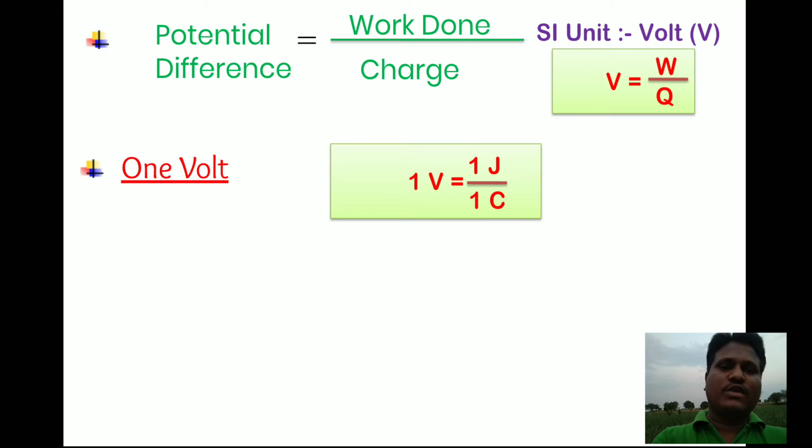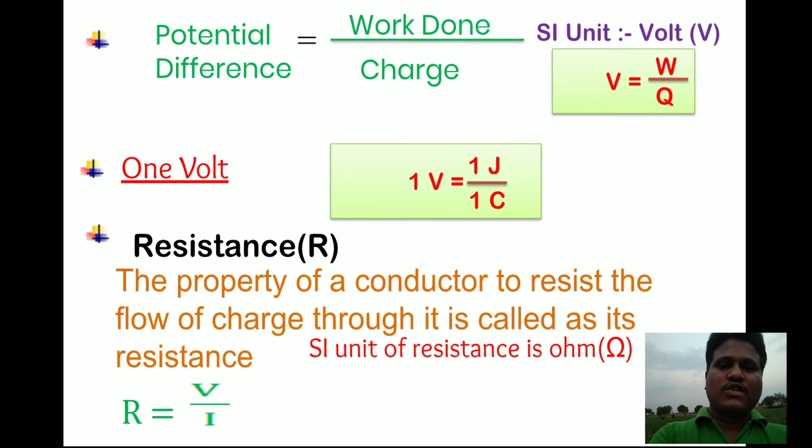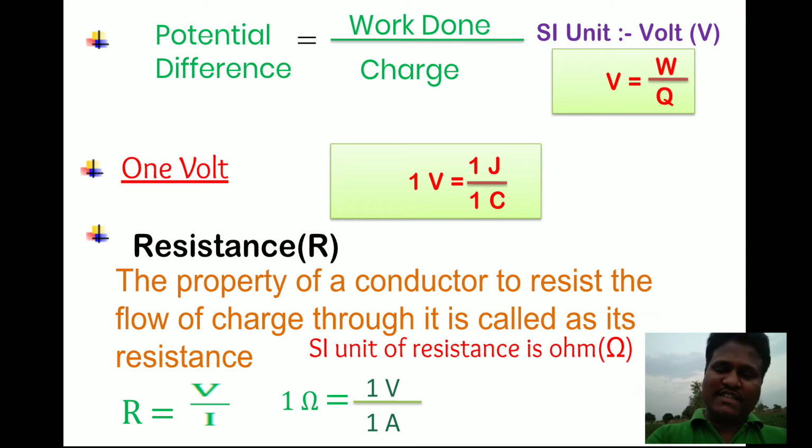Moving further, we have also defined 1 volt. Whenever 1 joule of work is done to bring 1 coulomb of charge from one point to another, we can say the potential difference is 1 volt. Then we defined resistance: the property of a conductor to resist the flow of charge through it is called its resistance. We wrote the formula R = V/I. The SI unit of resistance is ohm. We also defined 1 ohm resistance: when 1 ampere current flows through the circuit when there is a 1 volt potential difference, we can say that there is a resistance of 1 ohm.